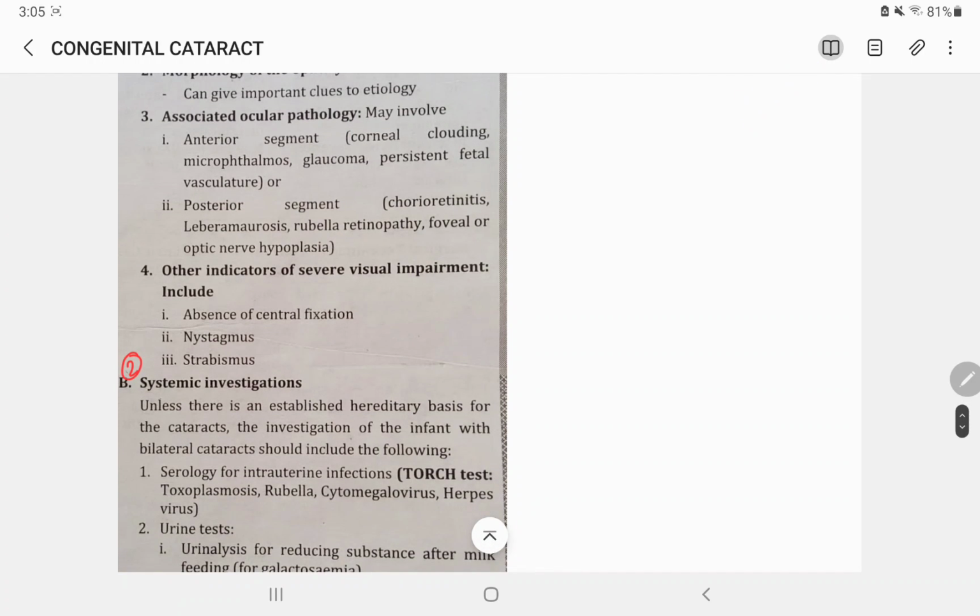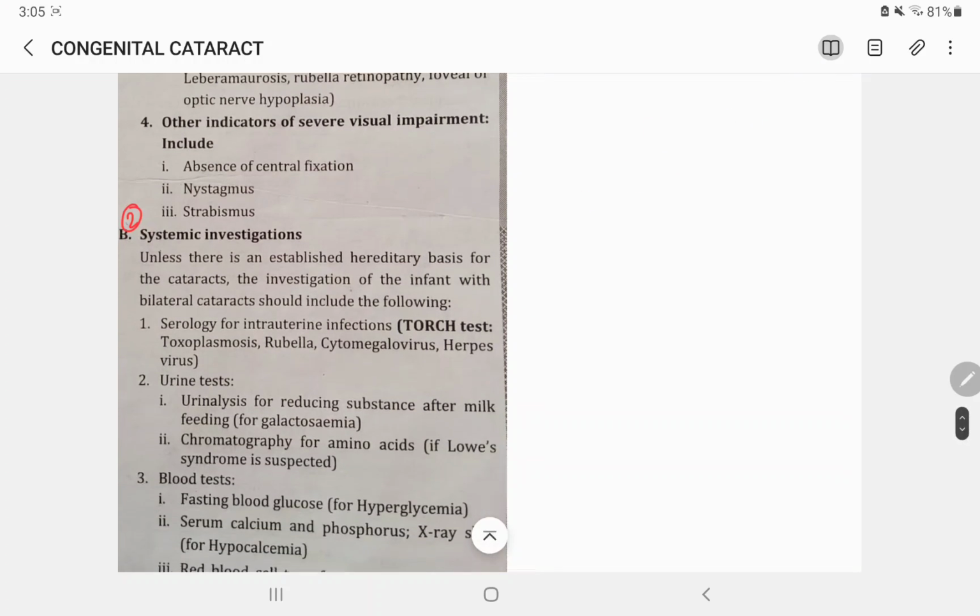And then associated ocular pathology. In the anterior segment it may involve corneal clouding, microphthalmos, small eyes, glaucoma, persistent fetal vasculature, like the hyaloid artery we studied in the last video, that can also be associated. And in the posterior segment, chorioretinitis, Leber's amaurosis, rubella retinopathy, foveal or optic nerve hypoplasia. Chorioretinitis means the choroid and the retina are both inflamed. So those can also be associated ocular pathology.